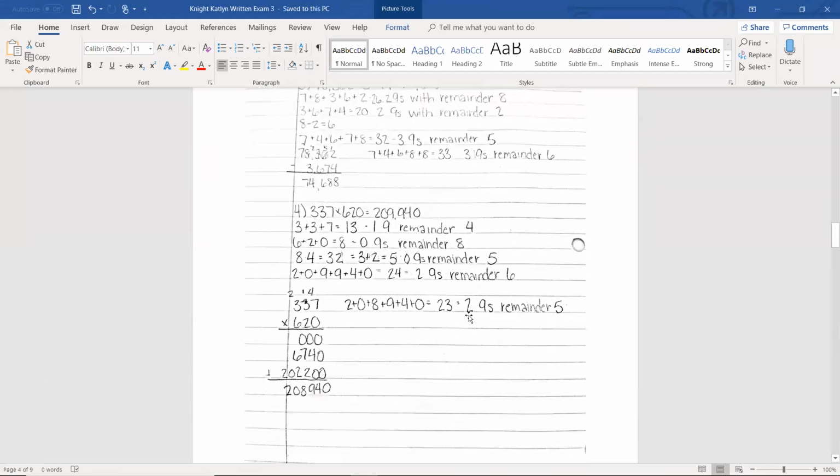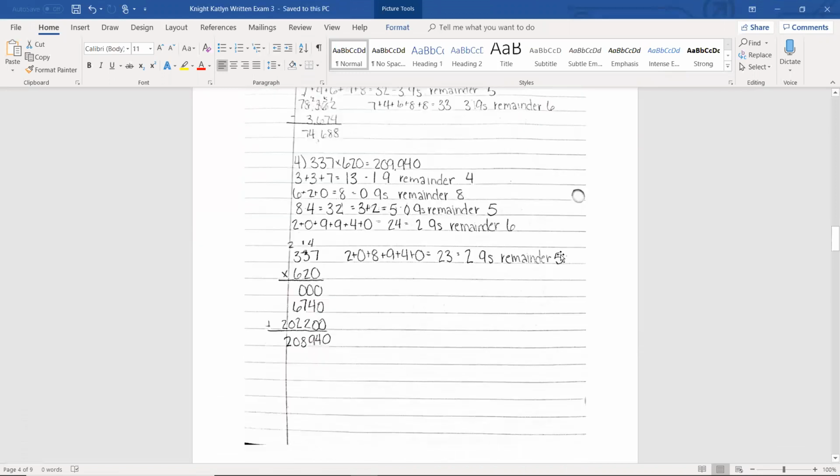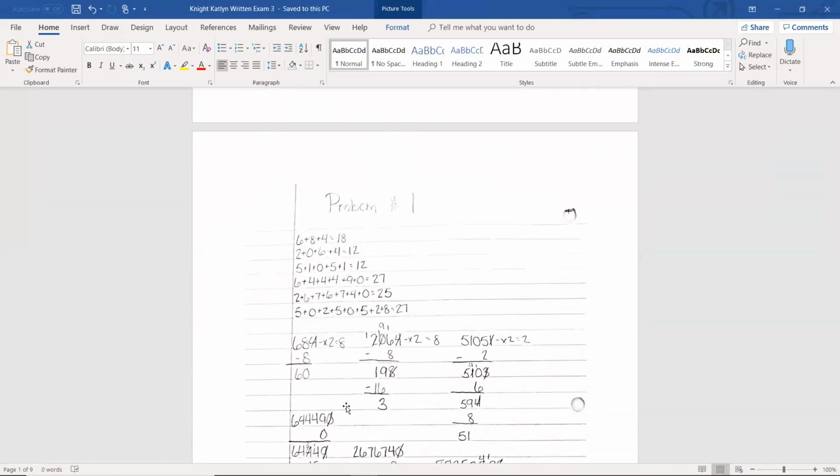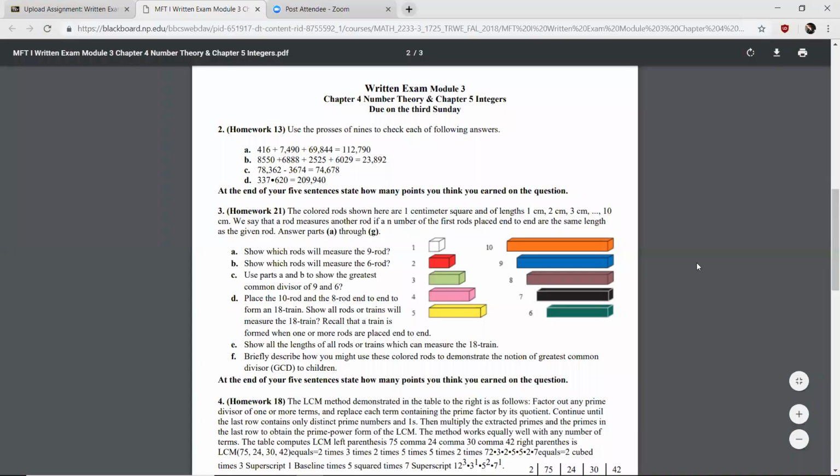4, again, same concept, just a little different because we're multiplying these numbers together. We would multiply together 4 and 8 to get 32. And what I did was I went ahead and broke down 32 again just to get the remainder of 5, because it's 0 9s with the remainder of 5. And that is it. That is how we cast out 9s to check our answers.